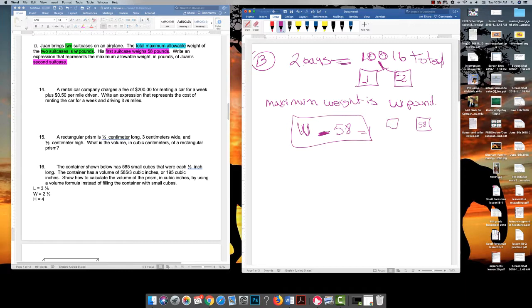I'm going to give you an example. Let's say the W is 100 now. So if you are only allowed to take 100 pounds in the airplane, and one of your bags is already 58 pounds, how much does the other bag weigh? That's what you're trying to find out. But in this case, you're not trying to find out how much your other bag weighs, but how much is the total allowable weight. Therefore, your answer is W minus 58.